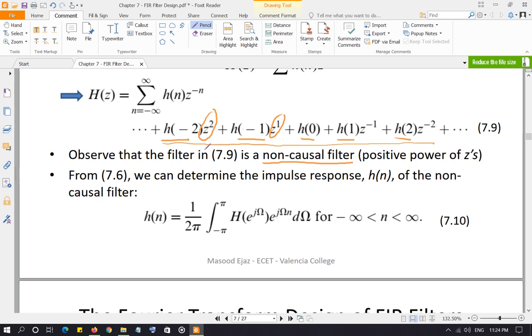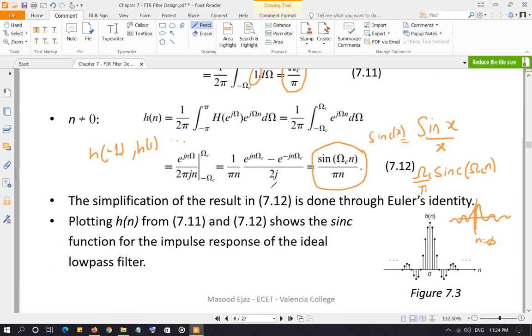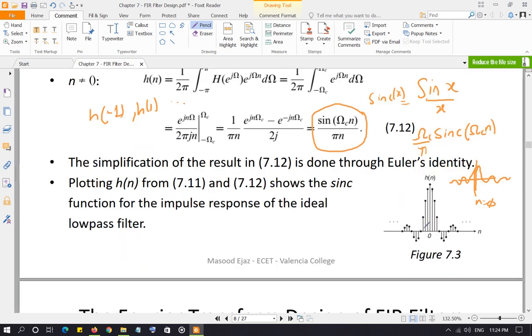Remember, anytime you multiply a difference equation by z to the power of a negative value, basically you're shifting the equation by that many time instances towards the right. Anytime you multiply a difference equation by z to the power of a positive value, you are shifting that difference equation by that many time instances towards the left. So to make this filter causal, you have to shift the sequence h, which is the sinc function, towards the right by whatever the value of n is.